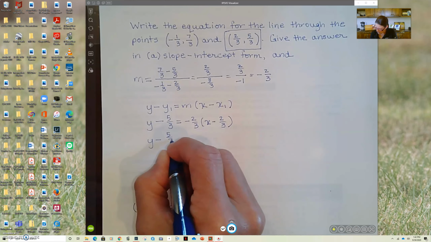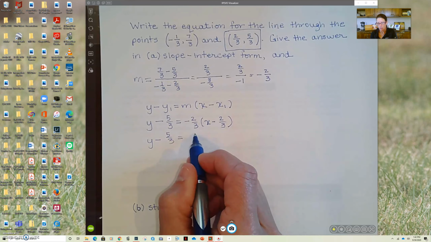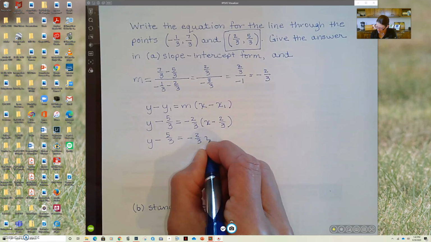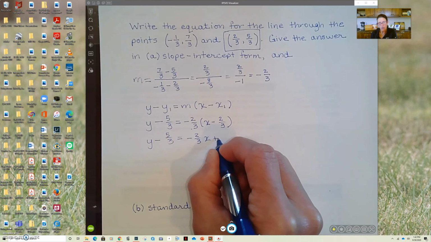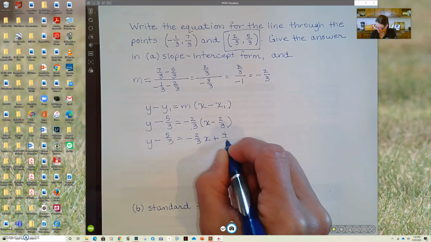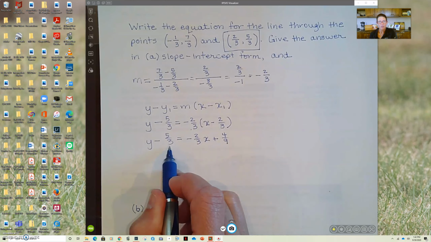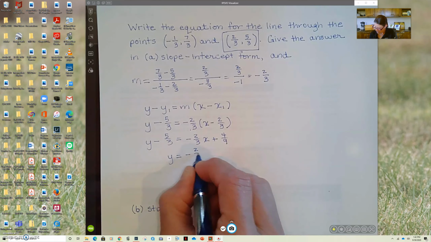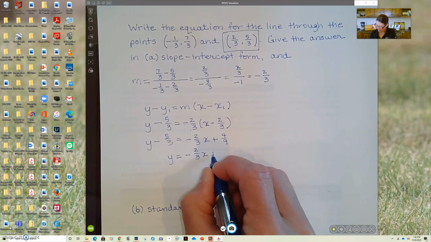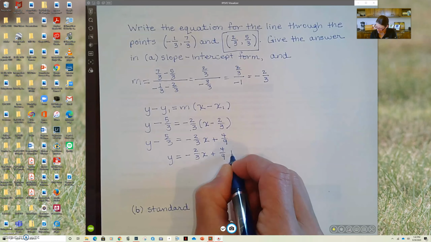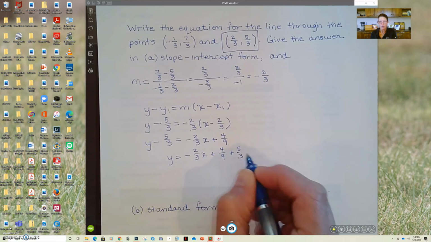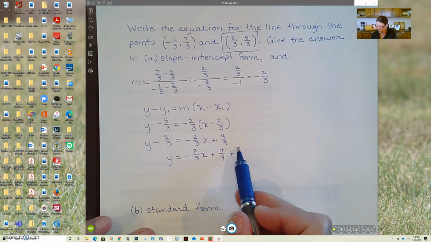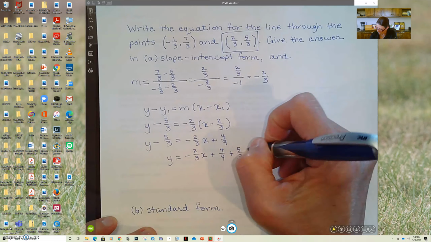We're going to start here by distributing the -2/3. -2/3 times x is -2/3 x, and -2/3 times a -2/3 is a positive 4/9. Next we'll add 5/3 to each side. That gives y is equal to -2/3 x plus 4/9 and plus 5/3 as we add that 5/3 to each side. Now we need to, as a final step, combine these fractions.